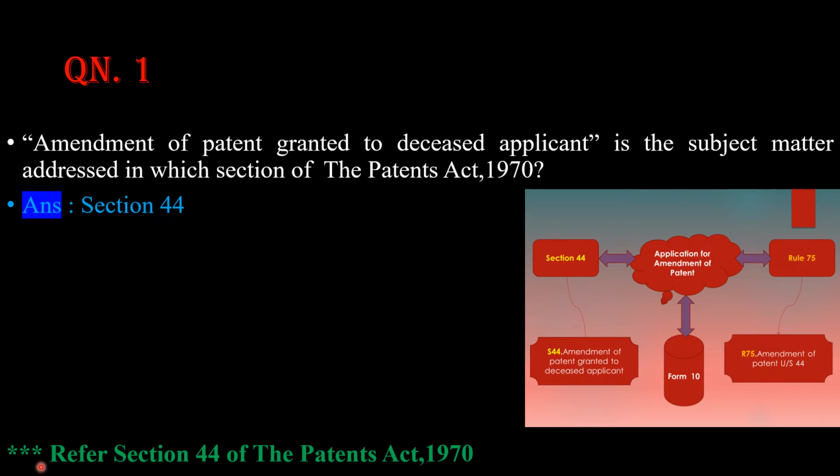Please refer section 44 of the Patents Act 1970, and also I have kept the old slide from my first lecture here to refresh our memory. Let us have a look. Form number 10 is application for amendment of patent. The relevant section is section 44, that is amendment of patent granted to deceased applicant. The relevant rule is rule number 75, that is amendment of patent under section 44. By memorizing this slide alone, we can answer a number of questions related to this. Fine, let us proceed.